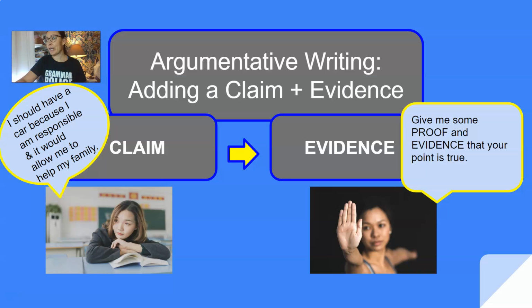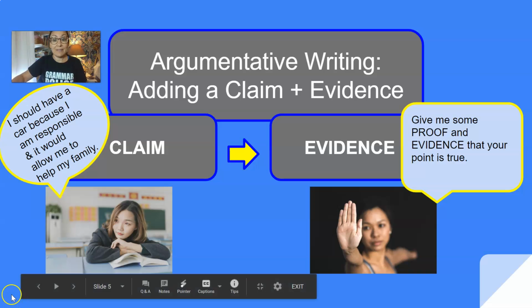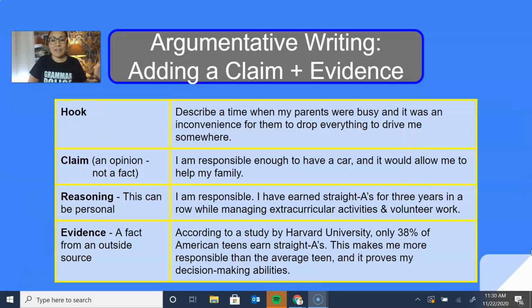When you say, I want a car, or I want to get my driver's license, or whatever it is you want, if you don't have evidence to back that up, then it's weak and you're not likely to change anybody's idea or opinion on that topic. So we're going to gather some evidence to support you getting a car. Your essay might follow this rough structure.